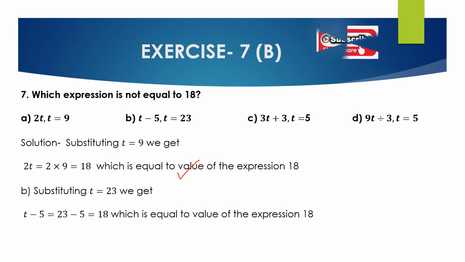Second, option B. t minus 5, t equal to 23. Substitute the value of t equal to 23 in the expression t minus 5. t minus 5 equal to, t is 23, 23 minus 5 is 18. 18 is equal to 18, the value of the expression. So this is also incorrect.